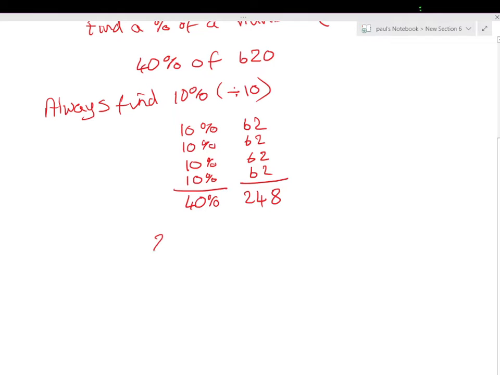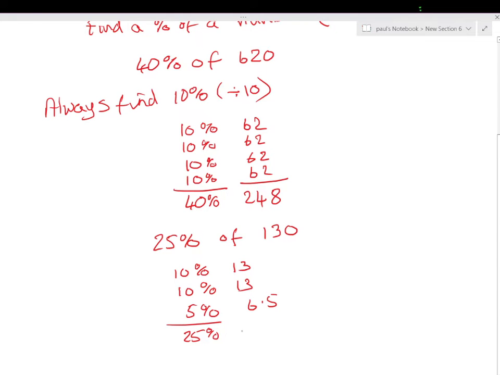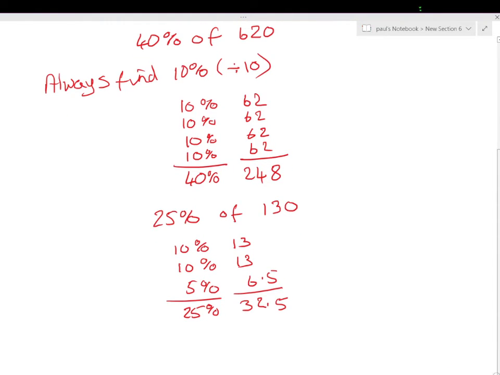So let's find 25% of 130. So 10% is 13. Another 10% is 13. And now we need 5%, which is half of this number, which is 6.5. Add them together, we got 25%. Add these together, we've got 0.5, 6, 12, and 3, 32.5. So we've used the 10%.